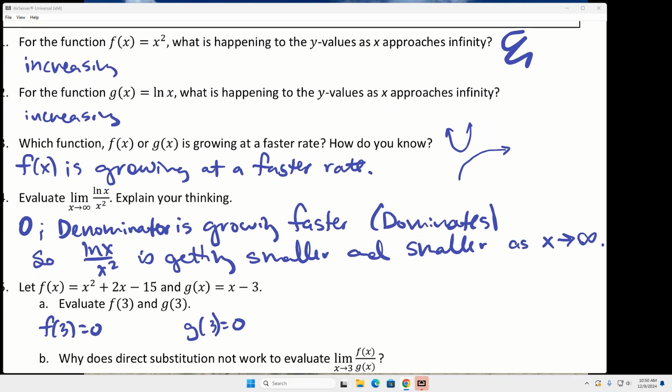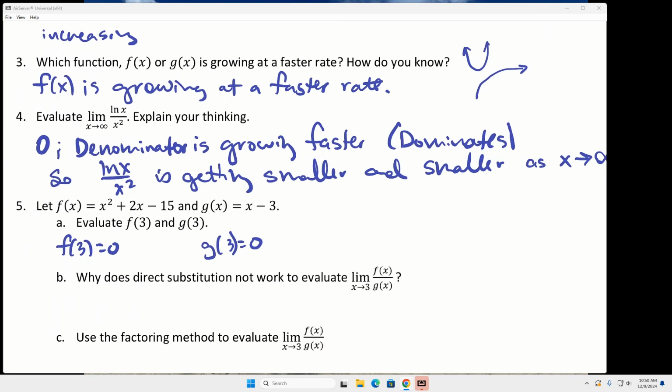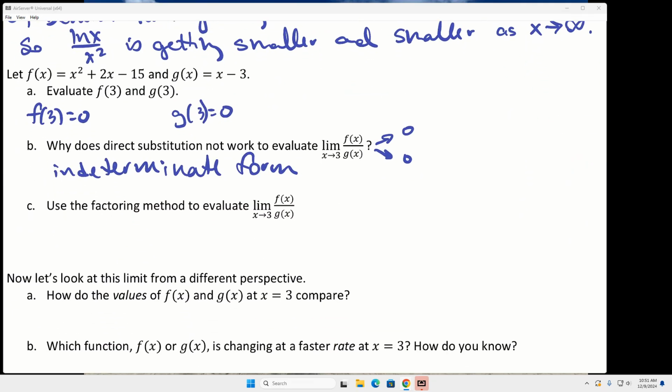Okay, so then we have this one where we plug in 3 to each of those and we got 0. And so that means that whenever we plug into this limit, it is going to give you 0 over 0. Do you guys remember what that's called? It's a type of form. It starts with the I. Indeterminate form. All right, so remember, with indeterminate form, there is a limit. You just have to do something to find it.